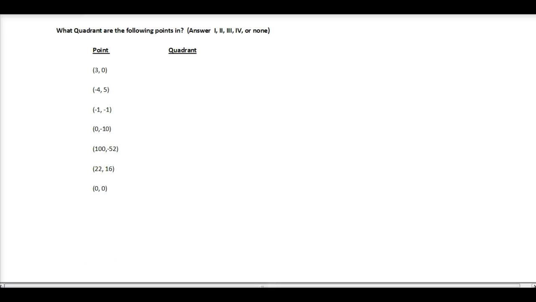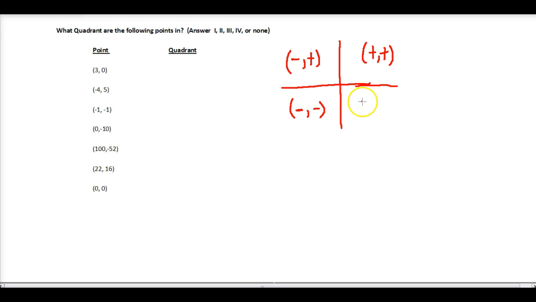So what we want to remember here is the following. For quadrant 1, we have to have both x and y coordinates be positive. For quadrant 2, x is negative, y is positive. For quadrant 3, x and y are both negative. And for quadrant 4, x is positive and y is negative. So if you can just remember that, then figuring out where these points go is pretty easy.